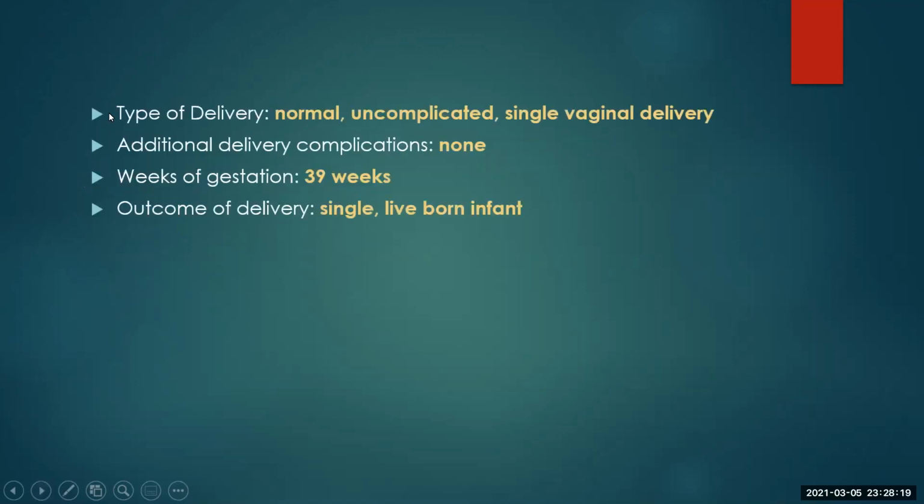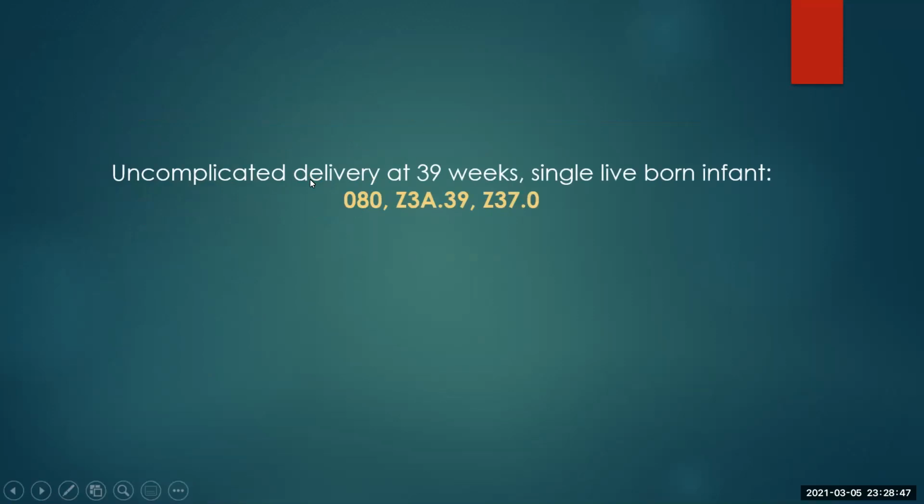Okay, these are the things following our step-by-step guide. Type of delivery: it was a normal, uncomplicated single vaginal delivery. Were there additional delivery complications? No. What were the weeks of gestation? 39 weeks. The outcome of delivery was a single live-born infant. So based on what we've gone through, you should be able to figure out that the correct answers are uncomplicated delivery at 39 weeks, single live-born infant.